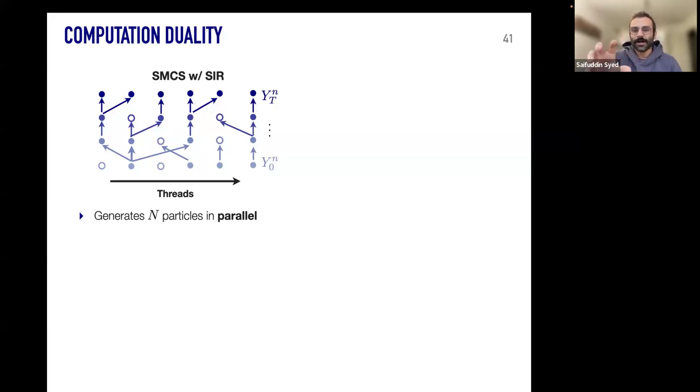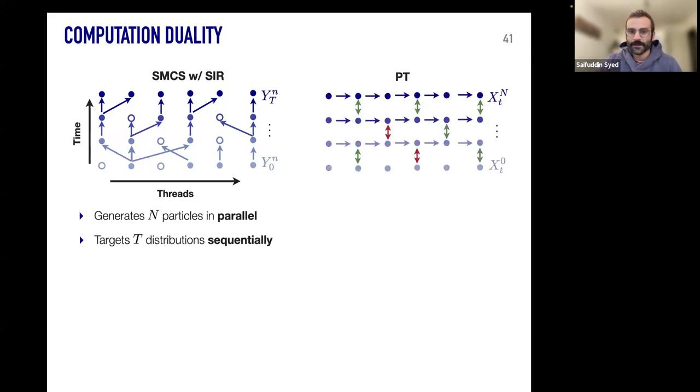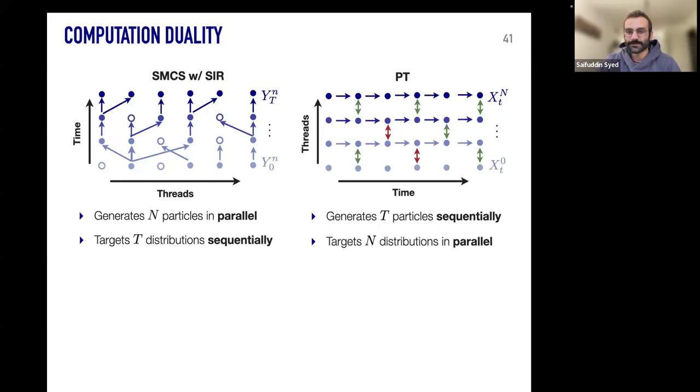So to ask when you should use one versus the other, I want to circle back to this computational duality that occurs when you're looking at SMC-based methods versus MCMC-based methods. If you look at SMC samplers where you're triggering resampling every iteration, you're effectively generating n particles in parallel, and the number of annealing distributions corresponds to your sequential cost. So the particles are your parallel cost, and the distributions are sequential. With parallel tempering, it goes the opposite way: the number of particles corresponds to your sequential cost, and the number of distributions corresponds to your parallel cost.